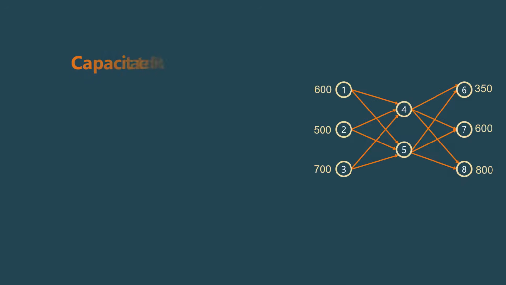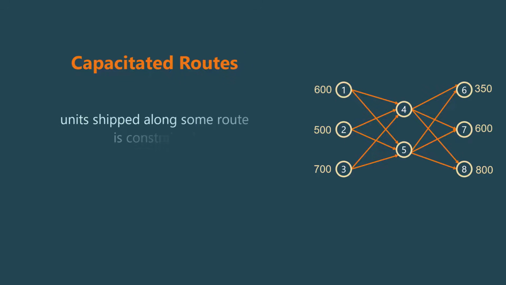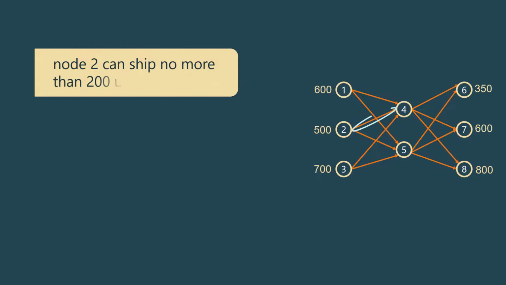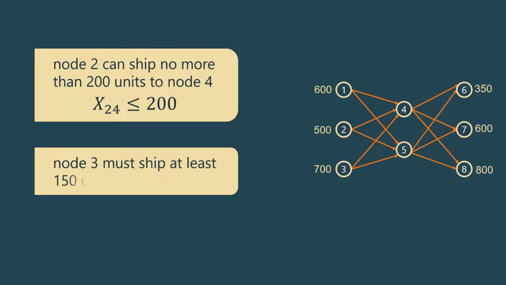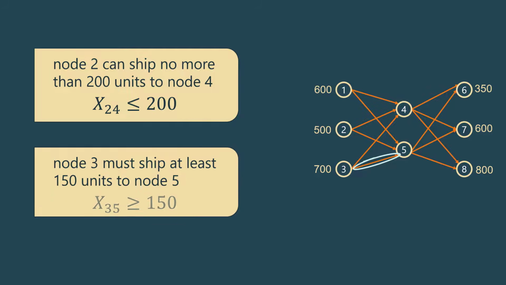We could also have capacitated routes, in which case the amount that can be shipped along a route is constrained. For example, suppose node 2 cannot ship more than 200 units to node 4. We will add the constraint x24 less than or equal to 200 to the model. And if node 3 must ship at least 150 units to node 5, we will add x35 greater than or equal to 150 to the model.